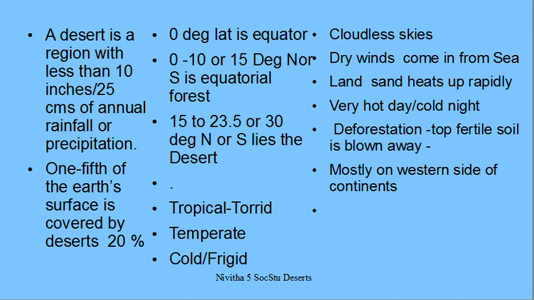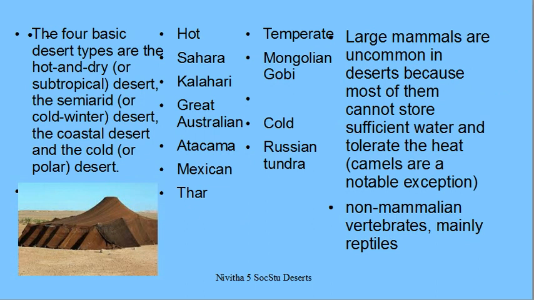This is about the climate of the deserts. Most importantly, during the day, it is very hot. It may be up to 50 degrees centigrade, and nights can be up to minus 10 degrees cold. Though we call deserts existing in each of the zones, the frigid or cold, the temperate, and the torrid zone, there are four basic types: the hot and dry deserts, the semi-arid deserts, the coastal deserts, and the cold deserts.